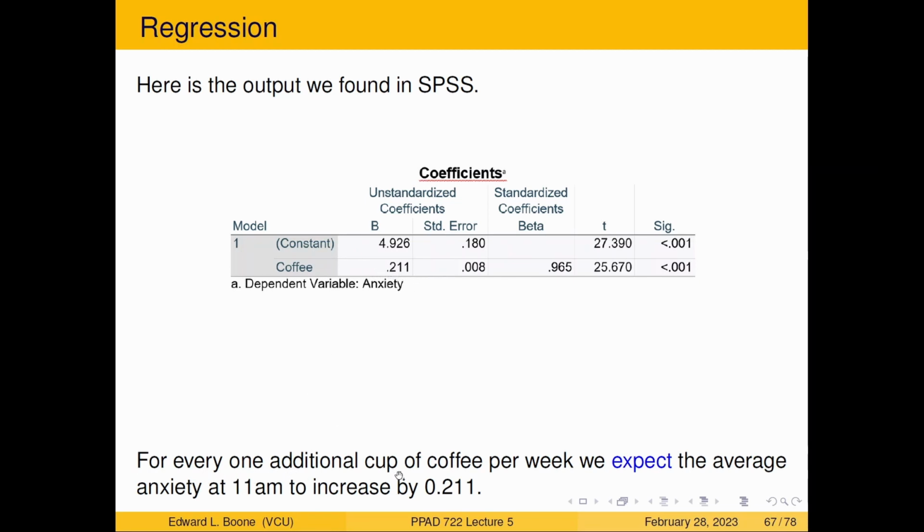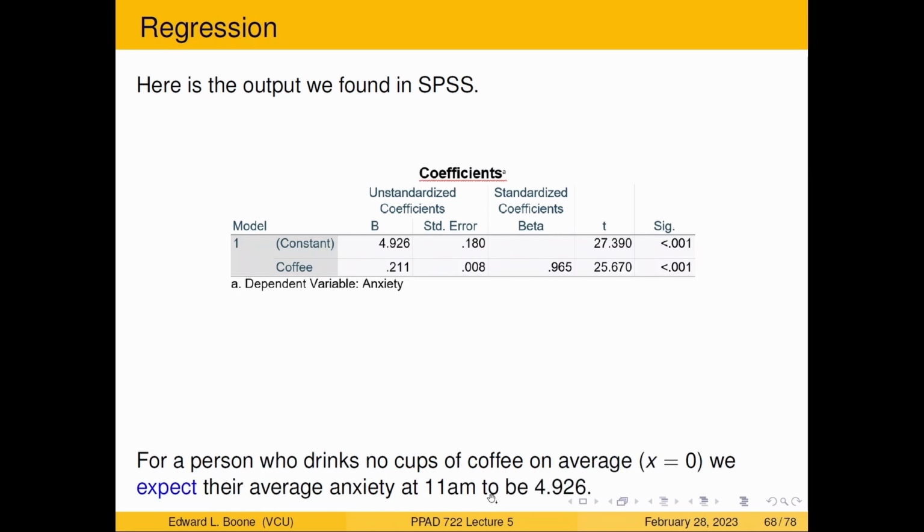0.211: for every one additional cup of coffee per week, we expect the average anxiety at 11 a.m. to increase by 0.211. So it's giving us the actual effect, and that's what we were using regression for versus correlation. Correlation will say, yeah, they're related, but it won't tell you how they're related. This tells me exactly how they're related. Have another cup of coffee, you're going to be having a little more anxiety. And how much more? Well, we would expect, on average, that to be about 0.211 units more on the anxiety scale.